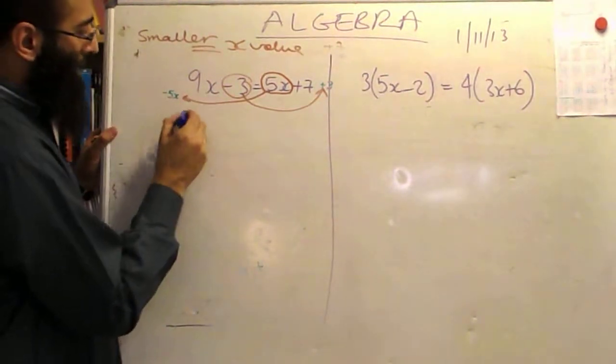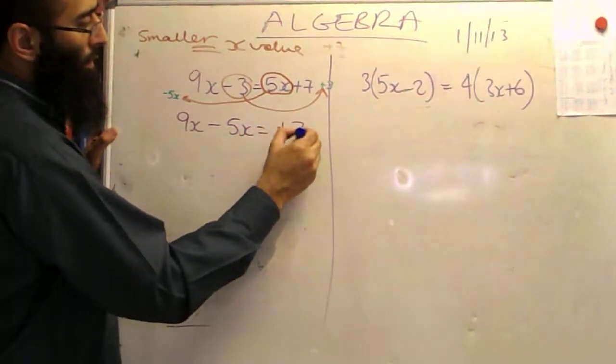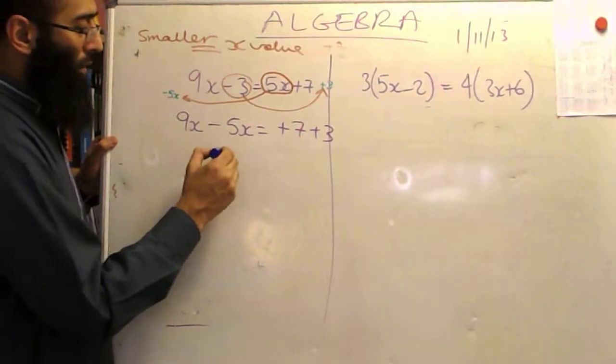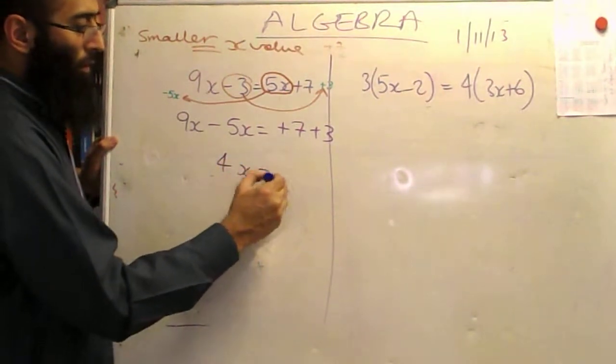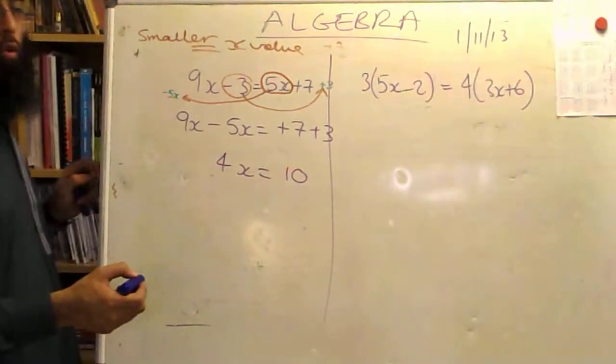So now let's write this equation out again. We have 9x minus 5x, that will give us a total of 4x. 7 add 3 will give us a total of 10. So we have 4x is equal to 10.